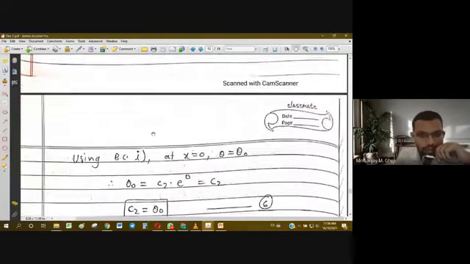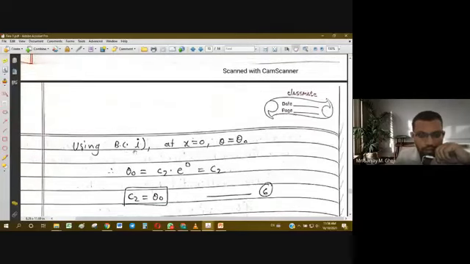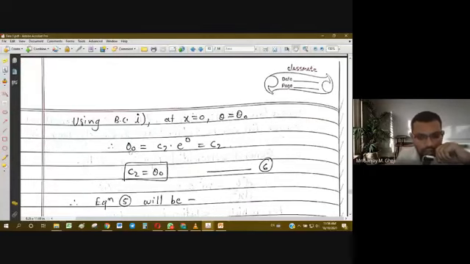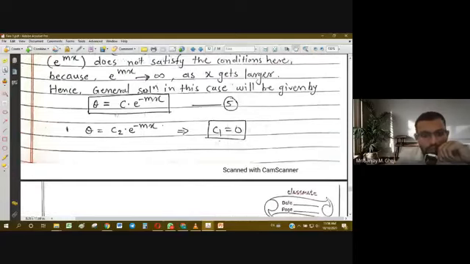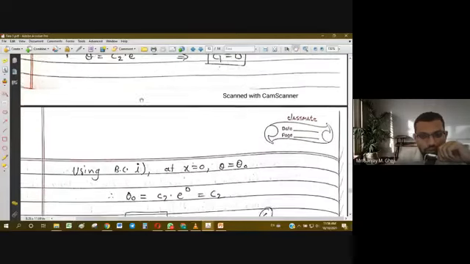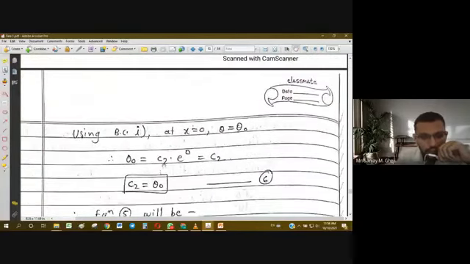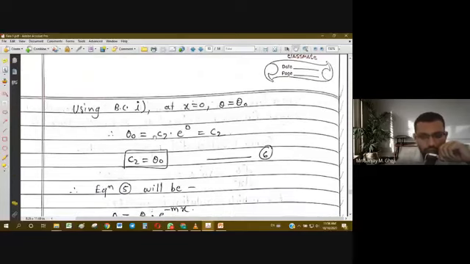Now we will find c2. Now using boundary condition 1, that is at x equal to 0, theta equal to theta 0. So theta 0 is equal to c2 into e raised to 0. c1 has anyway gone to 0, so what is remaining is only c2 into e raised to minus mx. If we put x equal to 0, anything raised to 0 is 1. So theta 0 is equal to c2. Okay, so c1 obtained as 0, c2 obtained as theta 0.